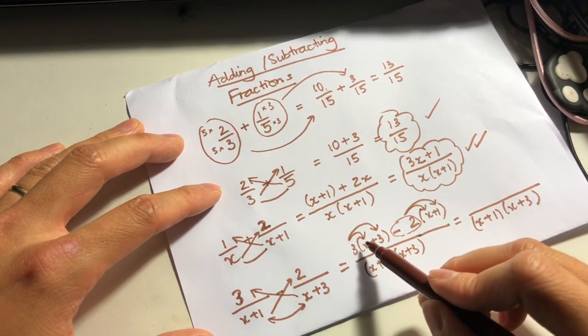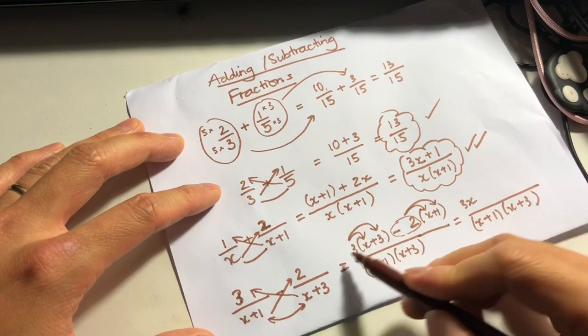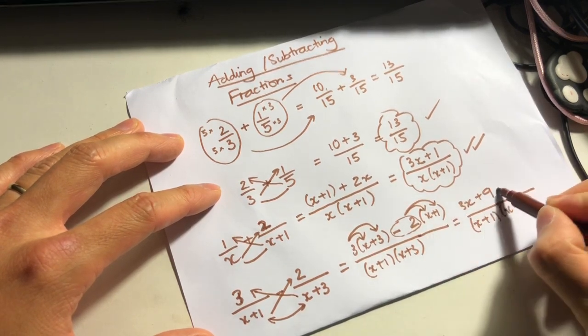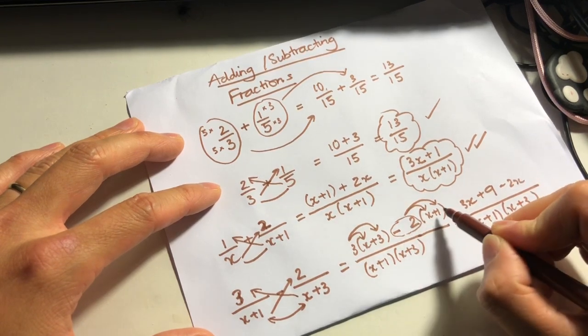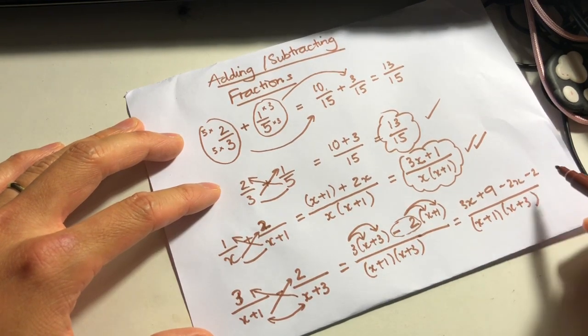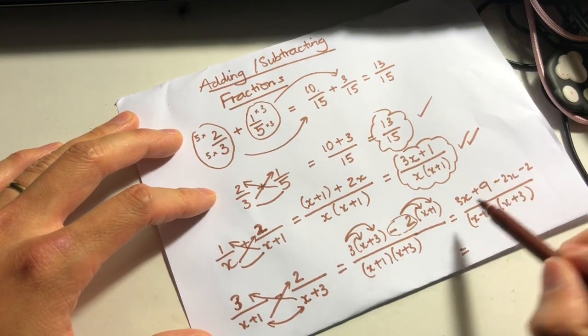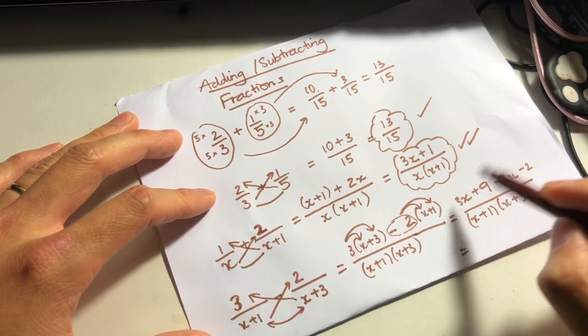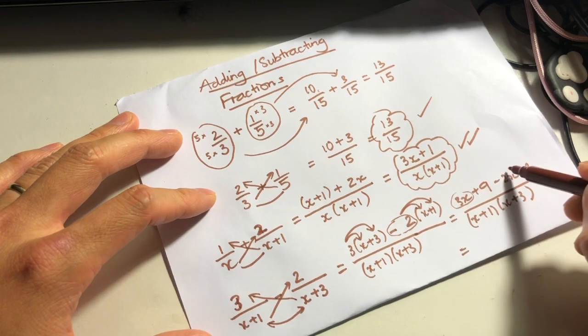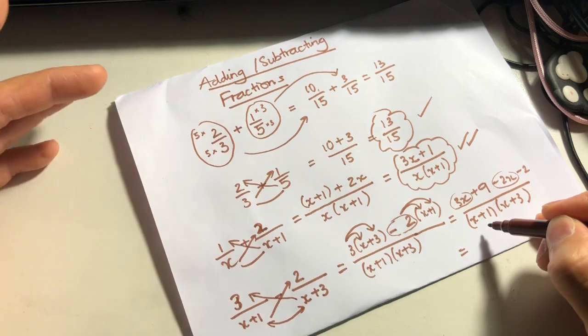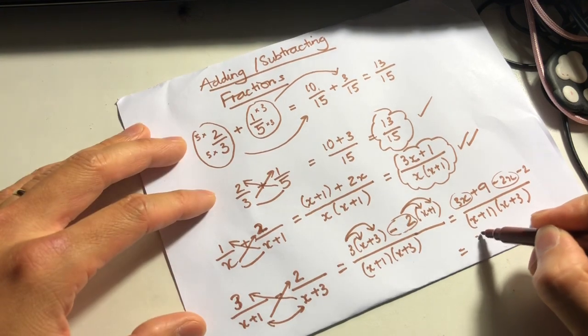So 3 times x is 3x. And 3 times 3 is 9. Minus 2 times x is minus 2x. Minus 2 times plus 1 is minus 2. All right. Easy peasy lemon still squeezy. 3x minus 2x right here is 1x. But I don't want to say 1x. I just write x. x means 1x.